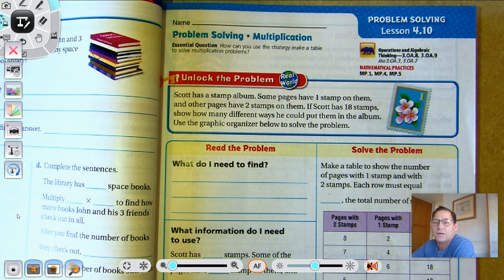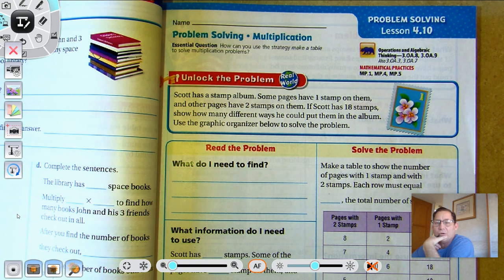All right, so unlock the problem today. Scott has a stamp album. Some pages have one stamp on them and other pages have two stamps on them. If Scott has 18 stamps, how many different ways could he put them in the album? Use the graphic organizer below to solve the problem.